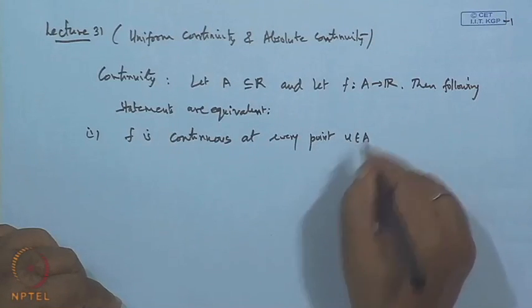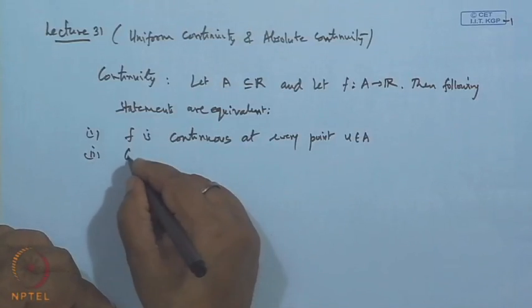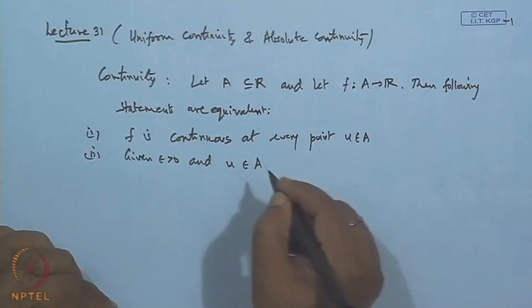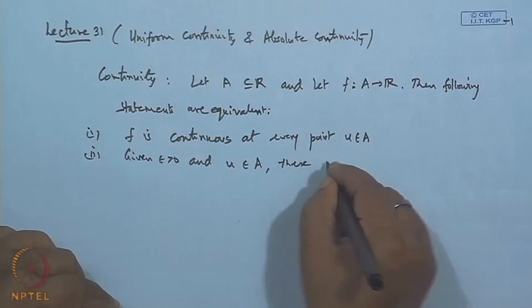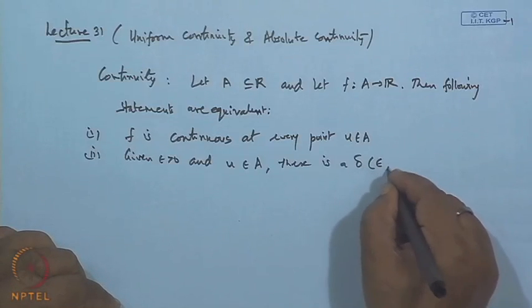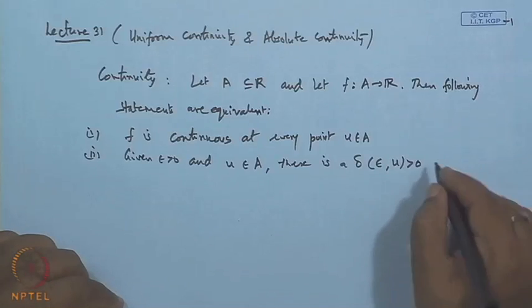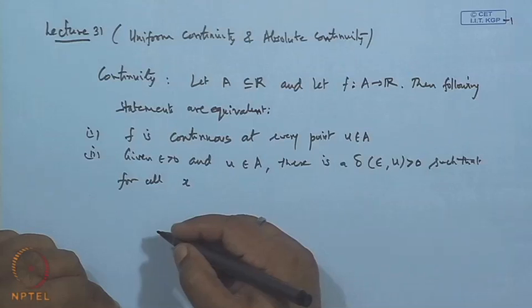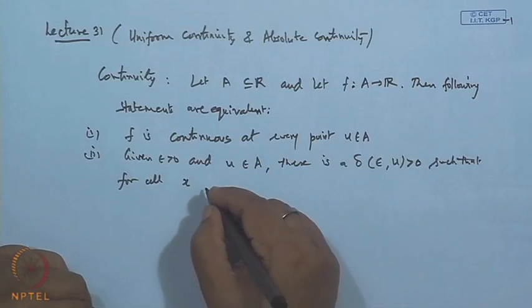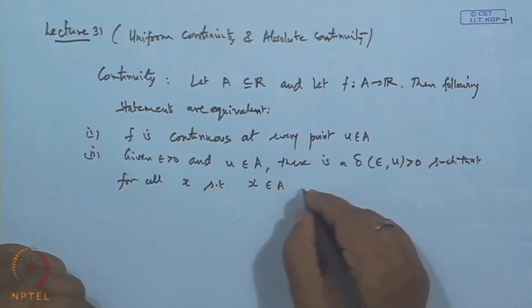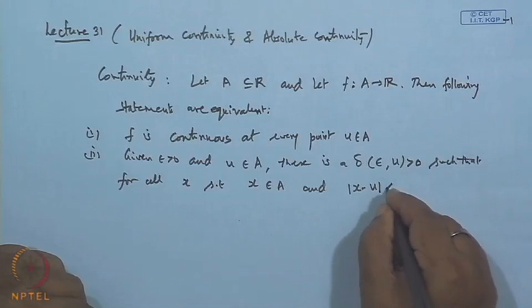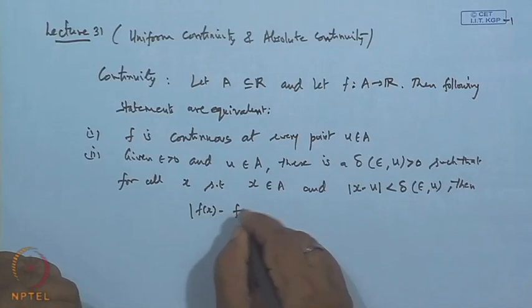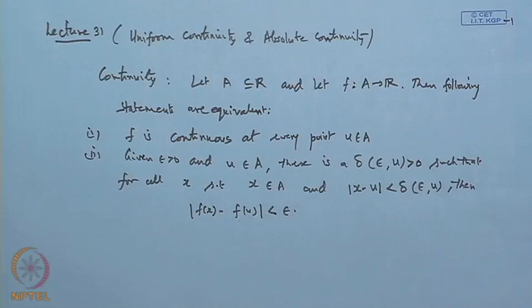And the second is: given epsilon greater than 0 and u which is an element of A, there is a delta, which depends on epsilon as well as the point u, greater than 0, such that for all x belonging to A satisfying the condition mod x minus u is less than delta, which depends on epsilon and u, then the mod of f x minus f u is less than epsilon. So, this we have discussed already.